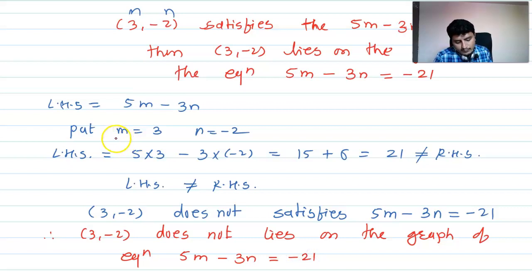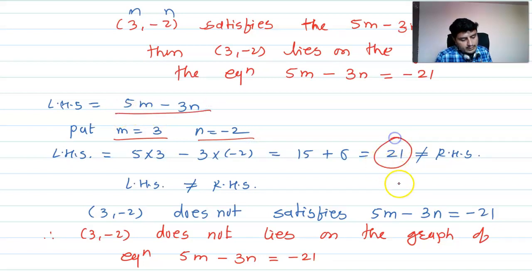Had we got minus 21 after replacing m by 3 and n by minus 2 in the LHS of the given equation, that would mean LHS equals RHS. Then we could say (3, minus 2) satisfies the given equation, and hence (3, minus 2) lies on the graph of the given equation. Hence here we have all 10 questions.